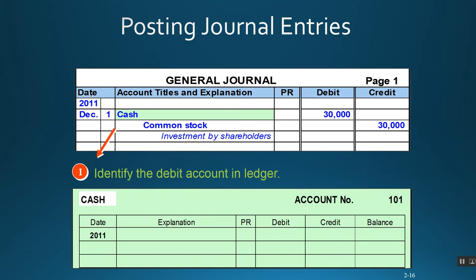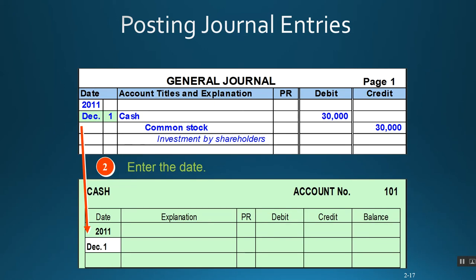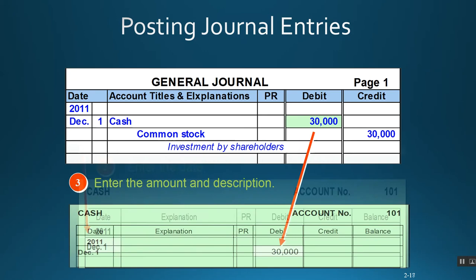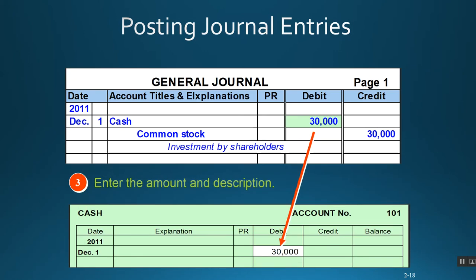So notice how this information is copied or posted over from the place that we record it to the place that we store it. So we see where the date goes there. We see where the value that the account increased or decreased by, in this case, it increased.